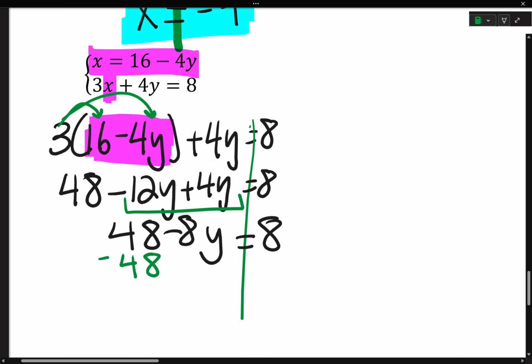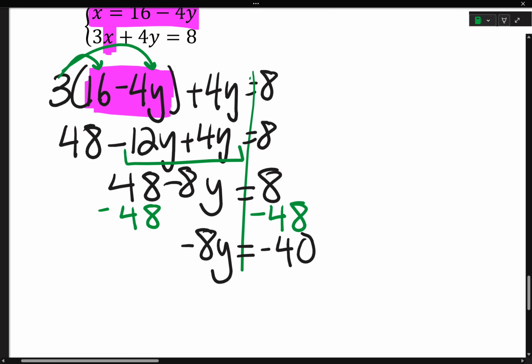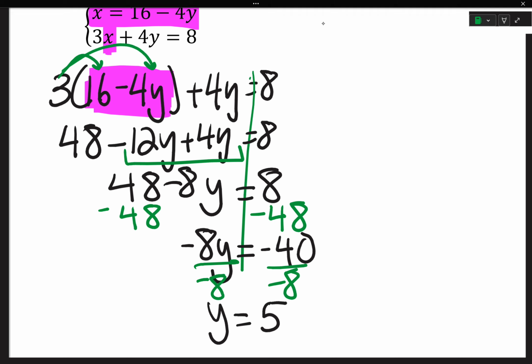We're going to have to subtract 48 from both sides because it was positive, and we undo it with minus. So we get that 8y equals -40. And we finish this by dividing both sides by -8, because -8y is -8 times y. Y equals 5. All right.